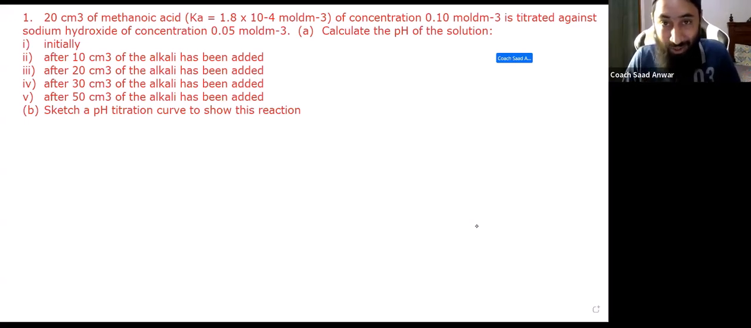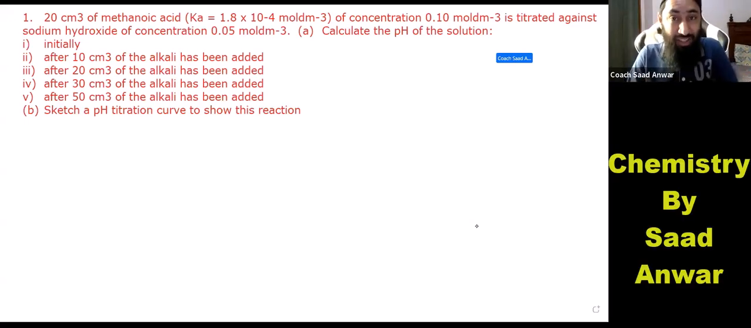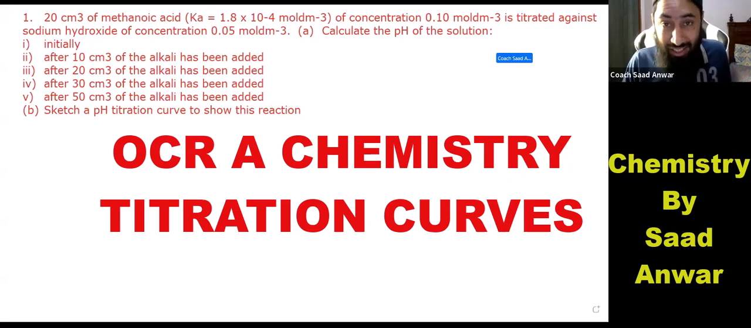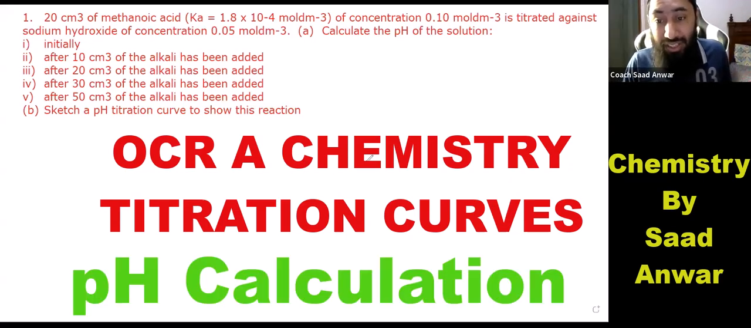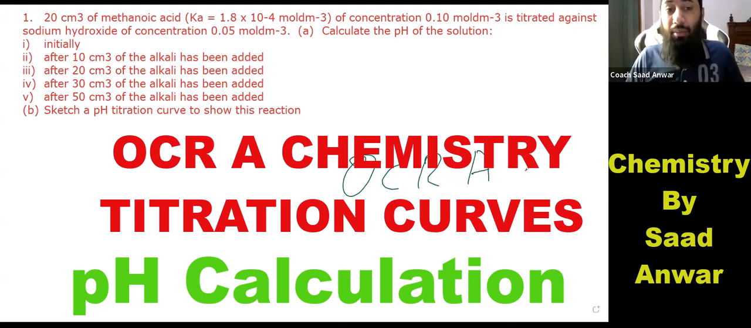My name is Saad and today I am going to discuss a challenging past paper question. I got this question from OCR A-level chemistry, and the topic is buffer solution and neutralization, how to make a titration curve, and how to find pH. This is a challenging and harder question on this topic. Let's see how I can make it easy for you guys.